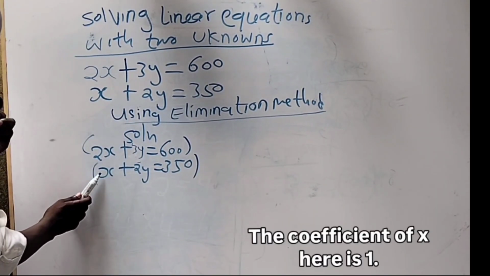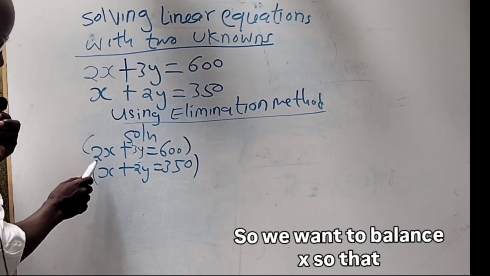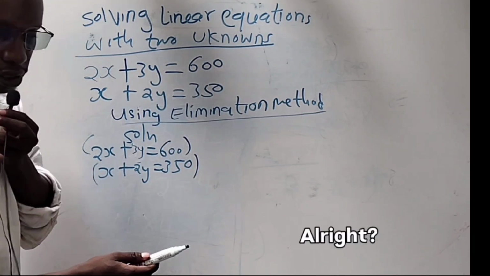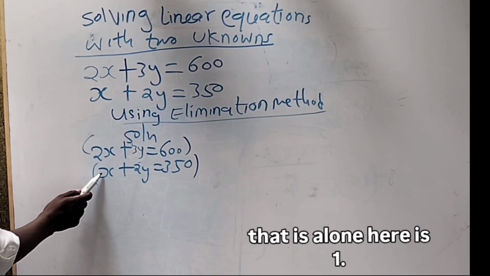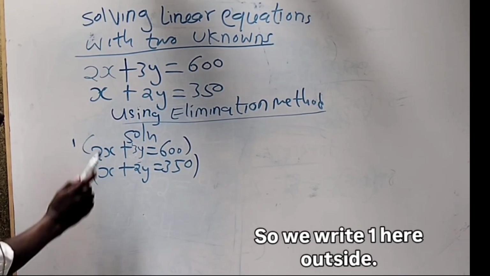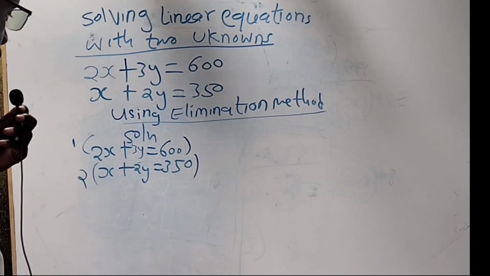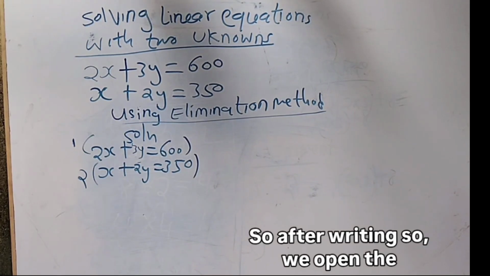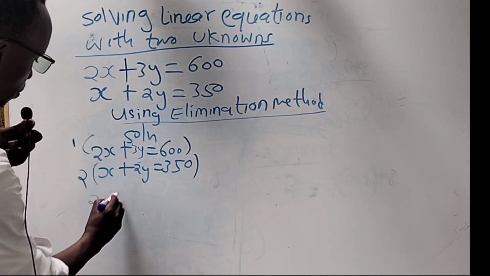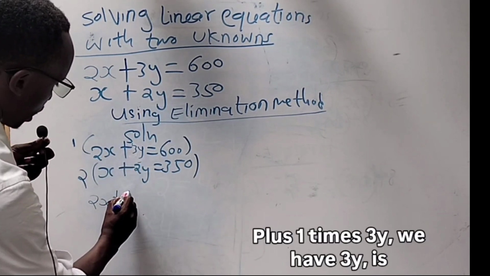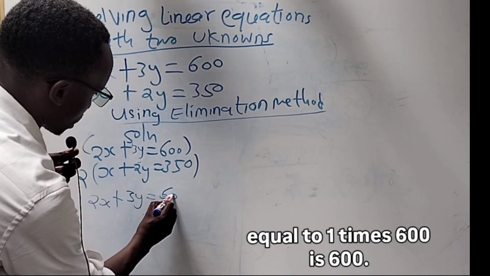Look at x. The coefficient of x here is 1. So we want to balance x so that we can eliminate it. The coefficient of the x that is alone here is 1, so we write 1 outside. The coefficient of this x here is 2, we write 2 here. After writing so, we open the brackets. 1 times 2x, we get 2x, plus 1 times 3y, we have 3y, is equal to 1 times 600, which is 600.